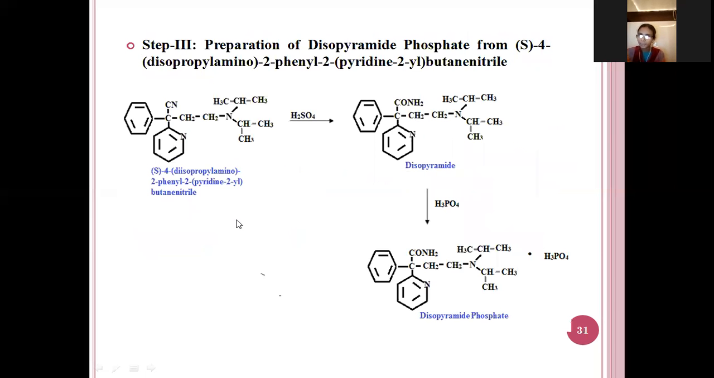In step 3, 4-diisopropyl amino 2-phenyl 2-pyridine 2-yl butanitrile is reacted in presence of sulfuric acid. We will get diisopyramide. In presence of the phosphoric acid, we will get diisopyramide phosphate. This is the final drug that we want. So this is the synthesis.